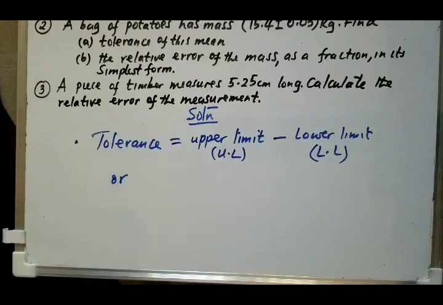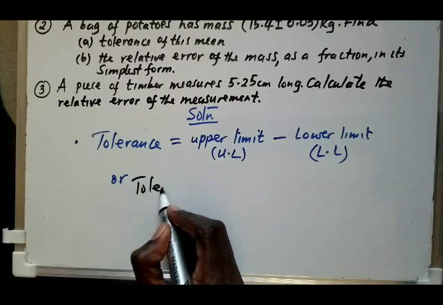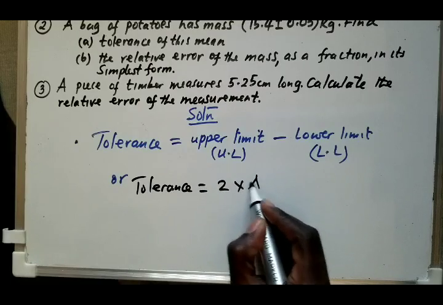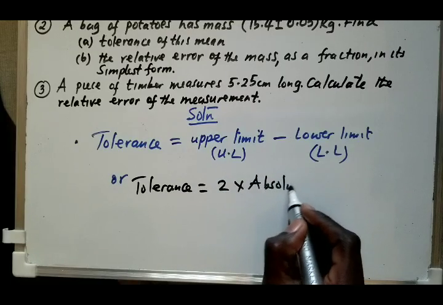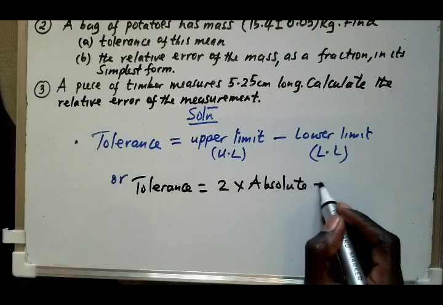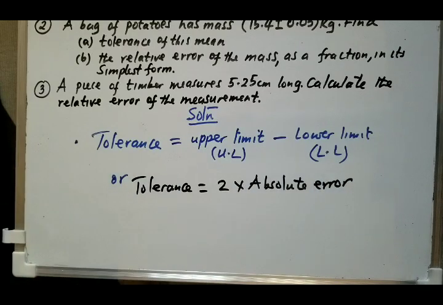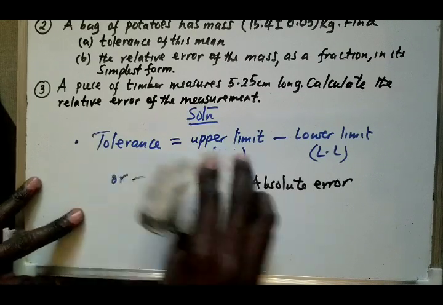But you can also find the tolerance by simply saying the tolerance will be equal to 2 multiplied by the absolute error. So if you know the absolute error, just multiply it by 2, and that will give you the tolerance. I hope I summarized the concept well for you so that you are able to calculate this in your exam. So that is basically what you are going to do.